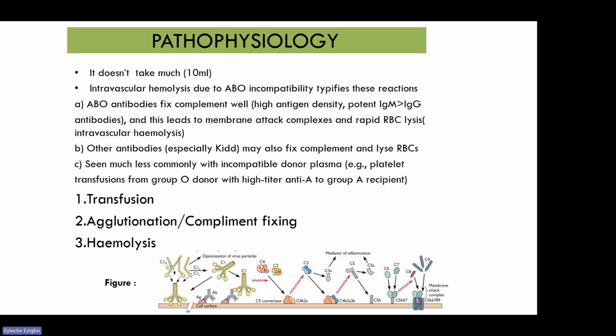Okay. ABO, you know that ABO antibodies can fix complement very well. Okay. So this leads to membrane attack complex and rapid red blood cell lysis. Other antibodies, the Kidd may also fix complement and lyse red blood cells. That is why they are also implicated in this acute hemolytic transfusion reaction. Seen much less commonly with incompatible donor plasma.